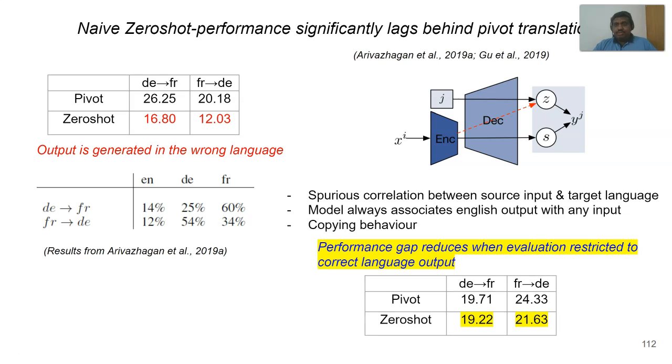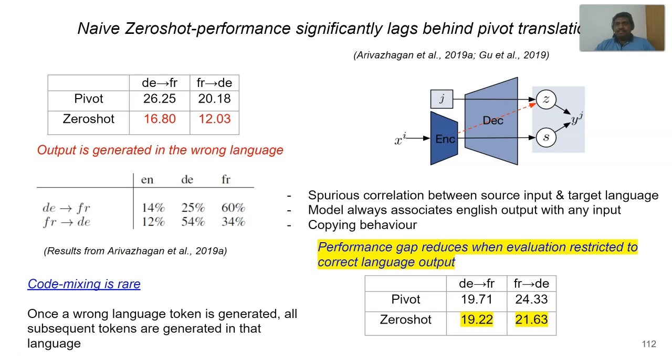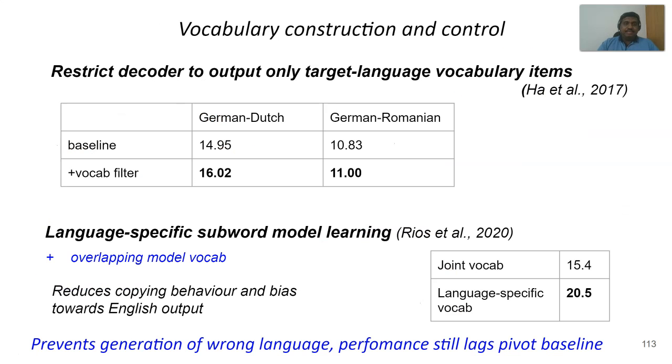And if you remove these cases where the wrong language is generated and evaluate only those sentences where the output is in the correct language, then the performance of the zero-shot translation system seems to match the performance of the pivot baseline. Further, what is interesting is that code mixing is very rare. Once the translation model starts off by generating the first word in a different language, the rest of the sentence is always in the wrong language. So code mixing rarely happens.